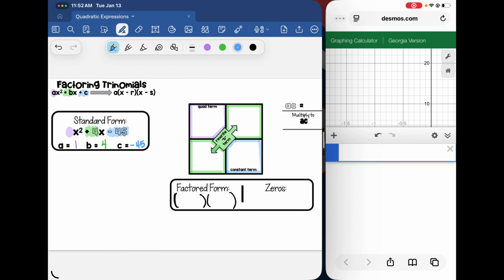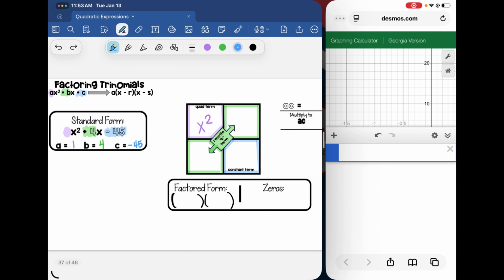So I'm going to take these terms and I'm going to write them in here. So I have a box for my quadratic term, which would be x squared. But for my linear term, I got 2 boxes. So I'm going to leave that alone for right now. But for my constant term, I only have 1 box. So we'll put our negative 45.